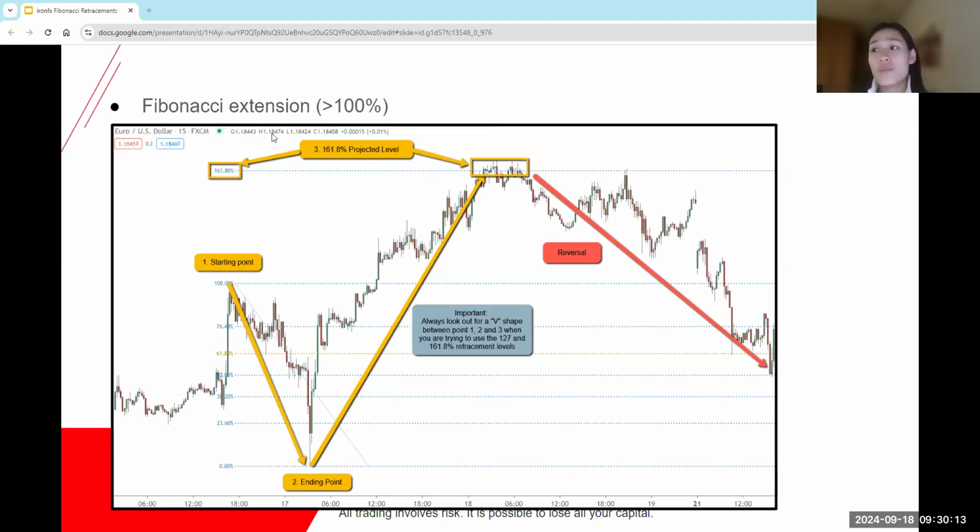So you can see here prices bounced off this swing low. Okay, bounced off and it's moving upwards. And the projected level is 161.8, and you can see it reversing off and heading back downwards. So that's kind of just the idea behind the Nike tick. It's just to identify reversals.